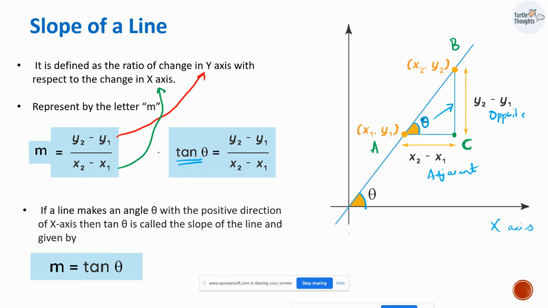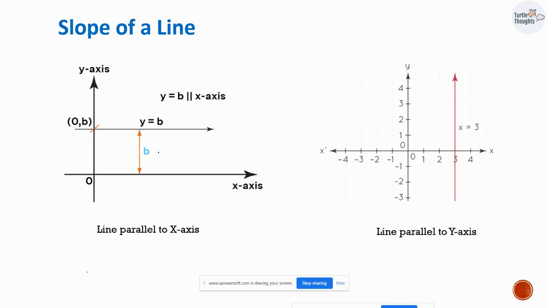So I can define a slope of a line in another way also. If a line makes an angle theta with positive direction of x-axis, then tan theta is called the slope of the line, and it is given by m is equal to tan theta, which will also be equal to the ratio of change in y-axis with respect to the change in x-axis, that is y2 minus y1 divided by x2 minus x1.